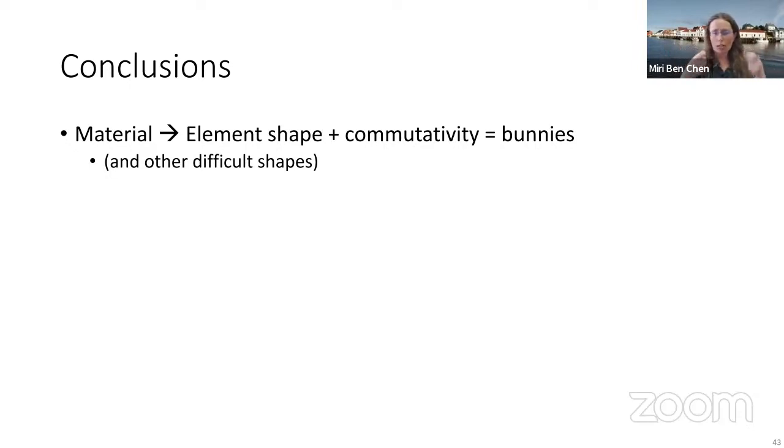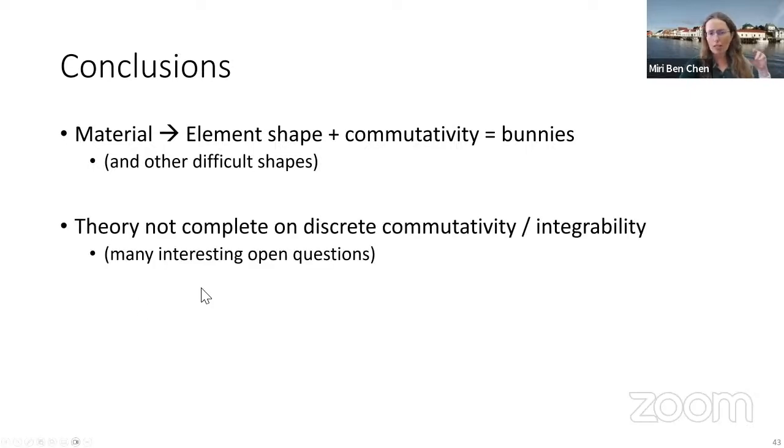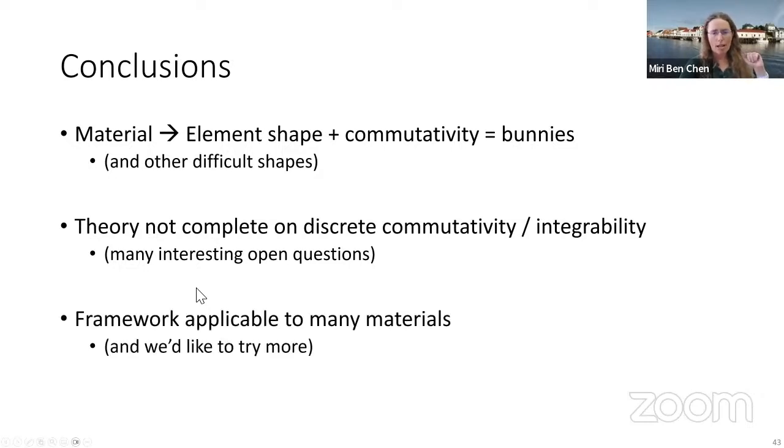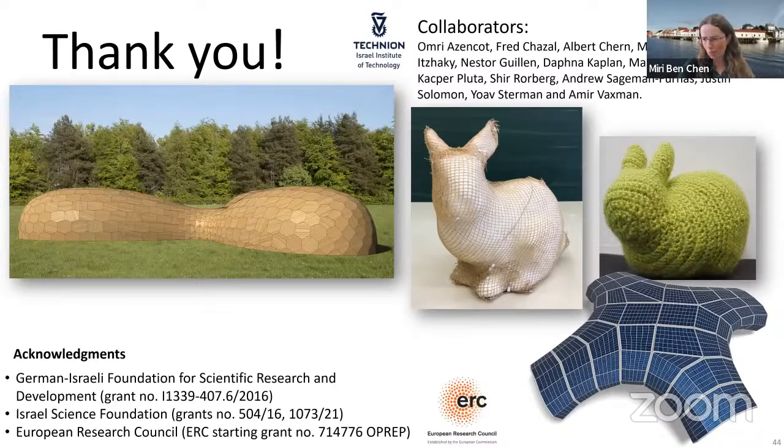When you give me some material, I tell you what element shape this material should have. Together with commutativity, this gives me a way to construct bunnies from this material or other difficult shapes. The theory has some missing bits in terms of discrete commutativity and integrability. There are many interesting open questions. The framework is applicable to many materials beyond the one I've shown, and we're hoping to extend it. Thank you, and I'm happy to answer questions.